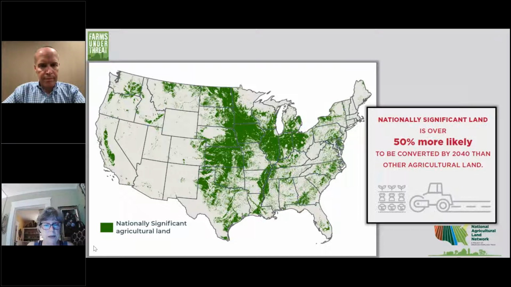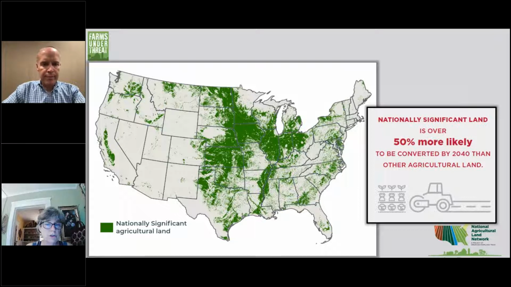While this land is concentrated in certain parts of the country, every state has some nationally significant land, as you can see from the map in the green here in South Carolina. The loss of this land is especially concerning. This is land that can produce the highest yields of crops and livestock with the least environmental impacts. Our modeling shows that nearly half of the projected conversion out to 2040 will occur on this land, even though it represents less than 40% of all farmland.